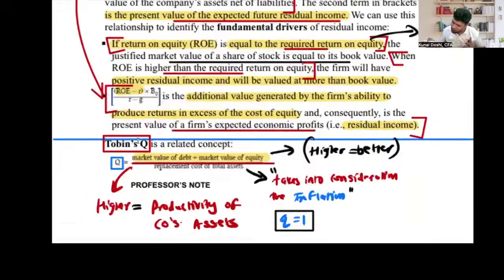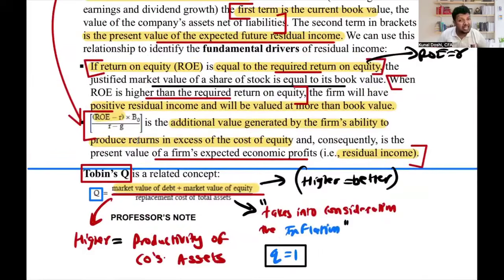So this is Tobin's Q, right? A ratio of the company's market value of capital, that is debt and equity, to its replacement cost of assets. Replacement cost takes into consideration the inflated cost of the assets. This ratio should be higher. The higher the ratio, the better. It tells you the productivity of the company's assets, whether the company is using its assets appropriately or not. It means if the company today replaces the asset, it should fetch more than that when I look at the market value of the company's capital. So that's called Tobin's Q.